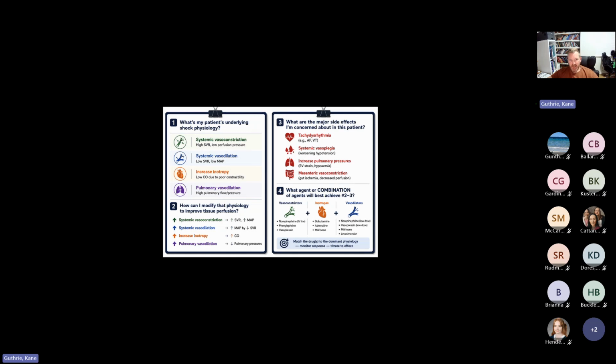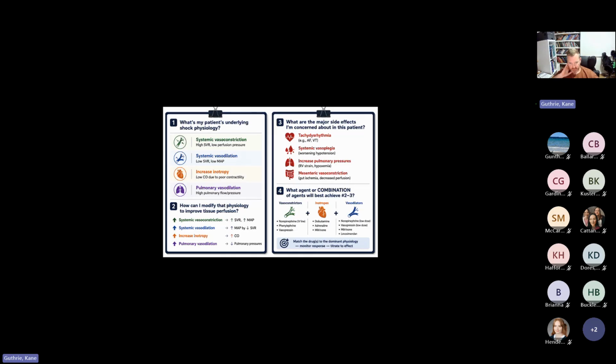So when we're going to start these agents, we need to ask ourselves a few questions. The first one is, what is your patient's underlying shock physiology, or what are you hoping to achieve? Do you just want systemic vasoconstriction, to tighten up the systemic vascular resistance and generate good perfusion pressure? Do you want some systemic vasodilation? Do you want to increase inotropy, where they've got low cardiac output? Or do you want some pulmonary vasodilation? Then you've got to ask yourself, how can I modify that physiology to improve tissue perfusion?